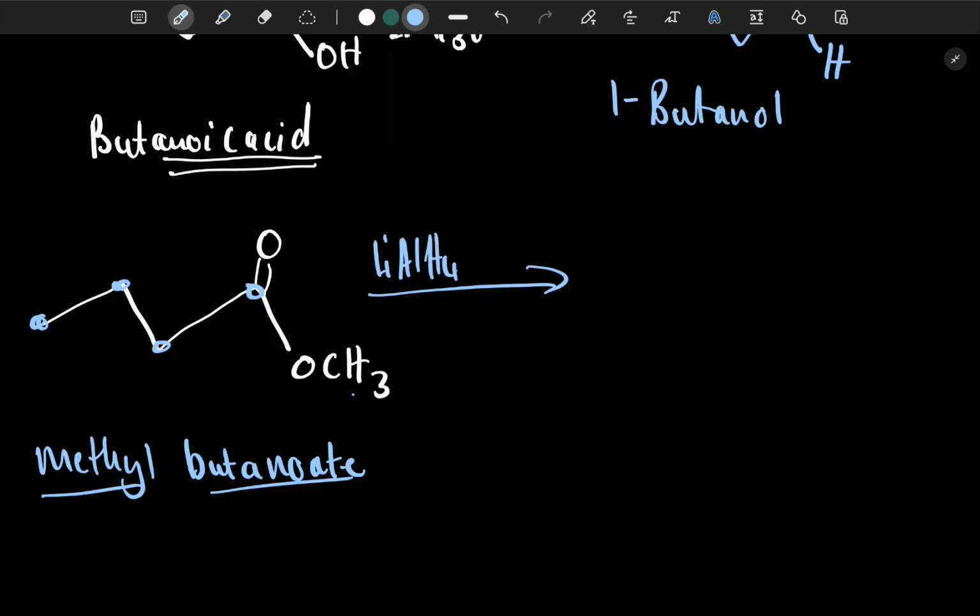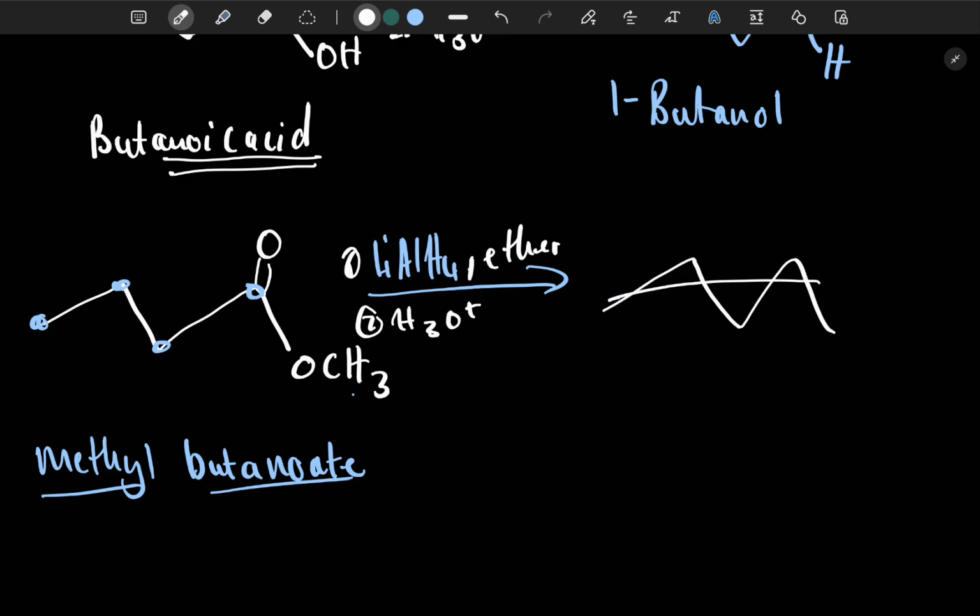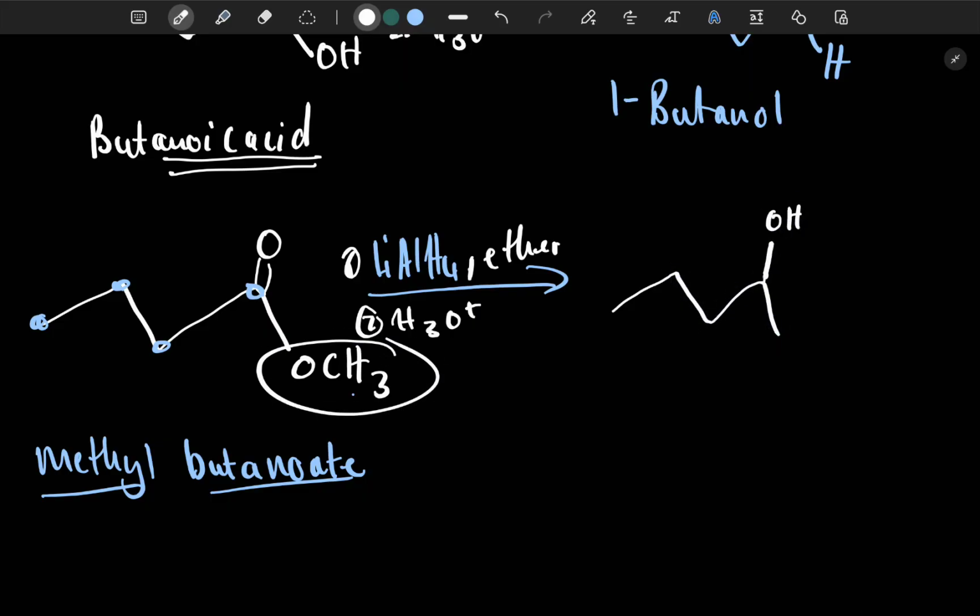Now let's make it meet LiAlH4. Don't be scared. It's an ester. Yes, we meet the LiAlH4 in ether, and then here we have a little bit of H3O plus, a little bit of acidic water. Then what are we going to have now? Same thing that happens as with the carboxylic acid. This double bond O becomes a single bond OH. Then this part is thrown away. So instead of having an OCH3, we remove it and we put an H.